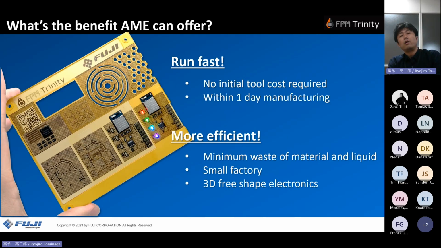Therefore, AME is a very beneficial approach for product development, first because no initial costs are required, and manufacturing can be completed within 1 day. And AME is more efficient, so it can minimize waste. Factories can be much smaller, and this technology can be extended to 3D. So this is the potential of AME, and maybe everyone is expecting AME.